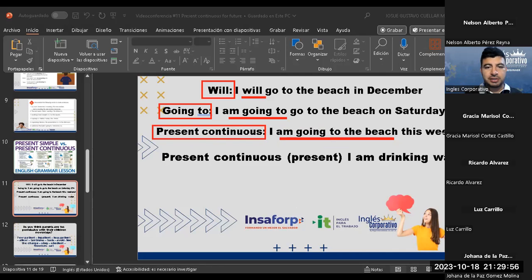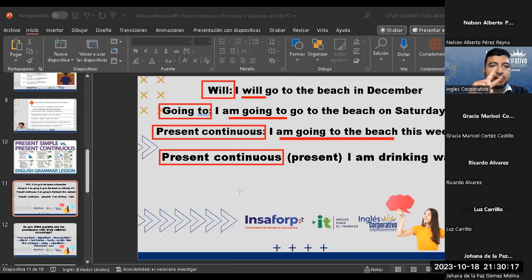I'm going to the beach this weekend. También el present continuous tiene otra función acerca del presente. Por ejemplo, I am drinking water. O yo puedo decir ahorita, teacher, what are you doing? ¿Qué estás haciendo, teacher? I'm drinking coffee. Estoy tomando café. ¿Ok? Entonces, ese es algo que puede ser un poquito confuso.